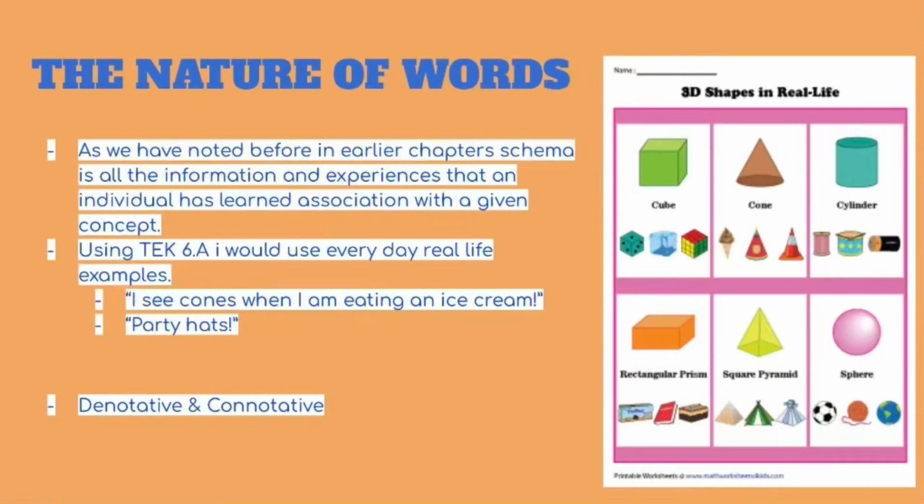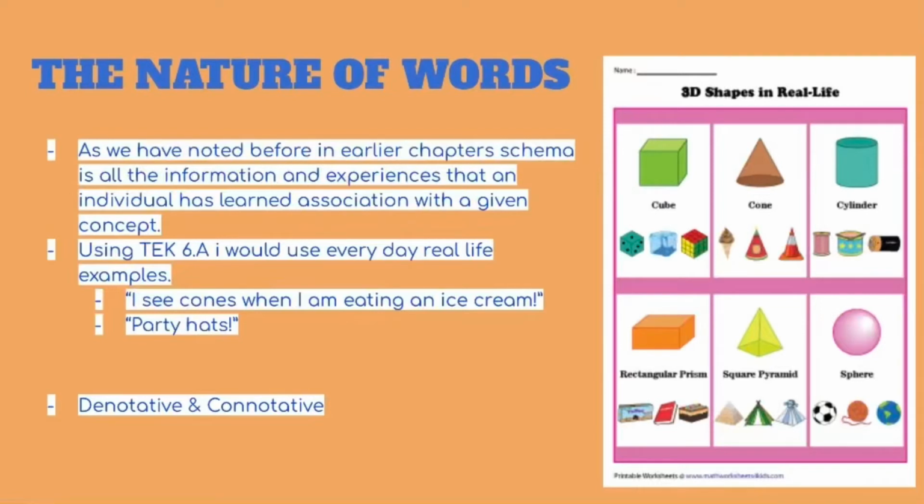The nature of words. Words are symbols for concepts. As we have noted before in earlier chapters, schema is all the information and experiences that an individual has learned in association with a given concept. The schema using TEK 6A would be to connect the 2D and 3D figures to everyday figures in real life. For example, I could ask students about where they have seen shapes such as a cone before. They could easily answer in pictures of snow cones or a party hat.